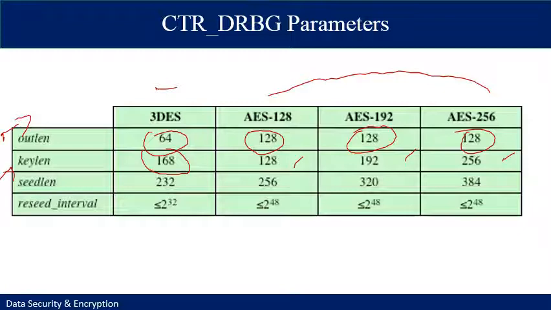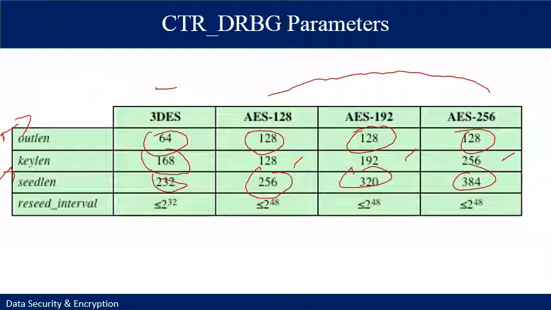The seed is a string of bits that is used as input to a deterministic random bit generator mechanism. The seed will determine a portion of the internal state of the deterministic random bit generator, and its entropy must be sufficient to support the security strength of the deterministic random bit generator. Therefore, seed length is equal to the length of the output block added to the length of the key. So it is the sum of the previous two values in each case.